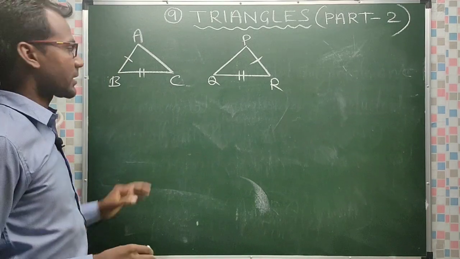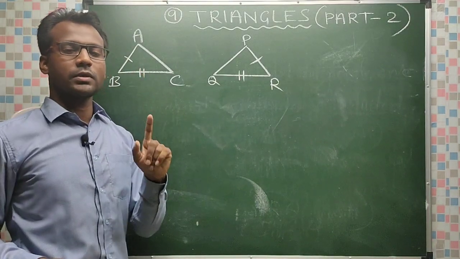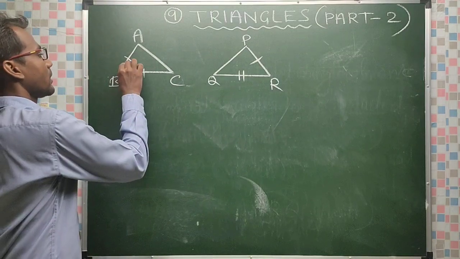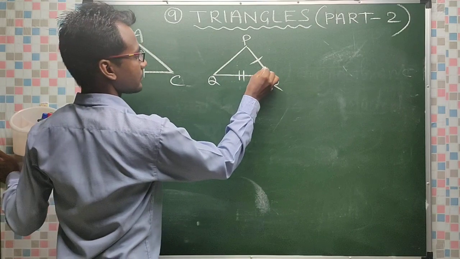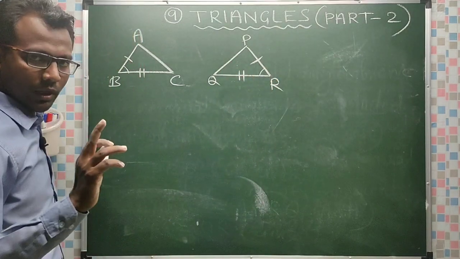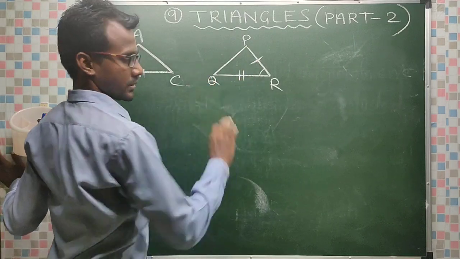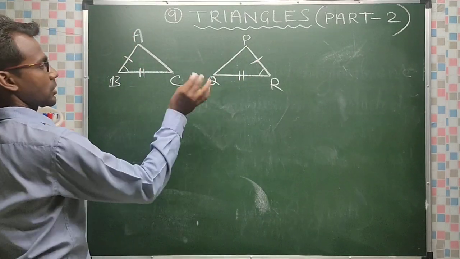Then which angle can you take? There are three angles, but we can take only the included angle, the angle between the two sides. So we are bound to take this angle and this angle. You cannot take any other angle. Okay. So SAS. Okay. So these two triangles are congruent.